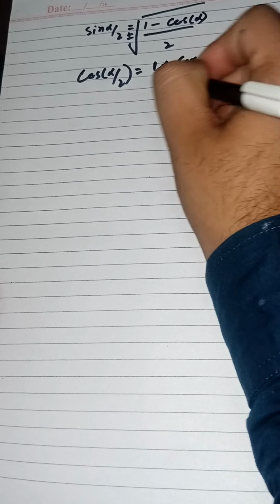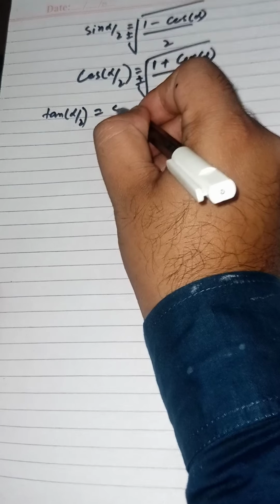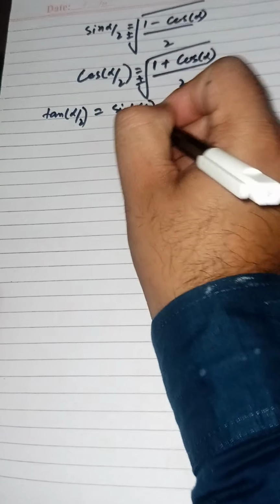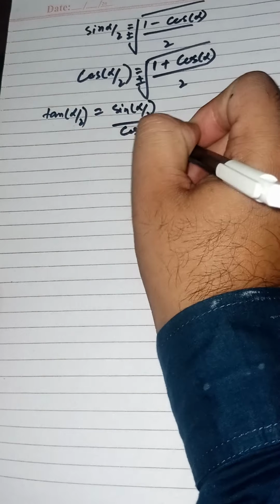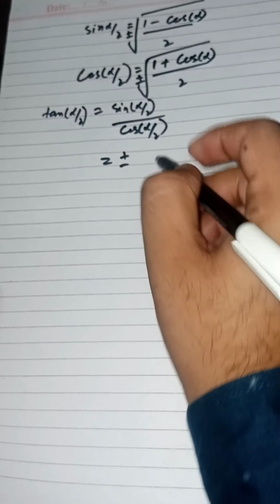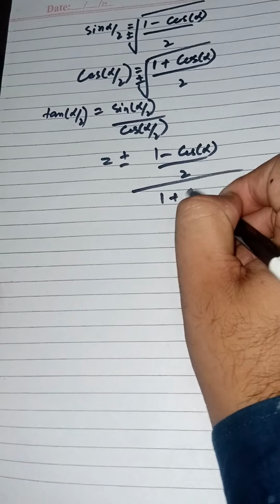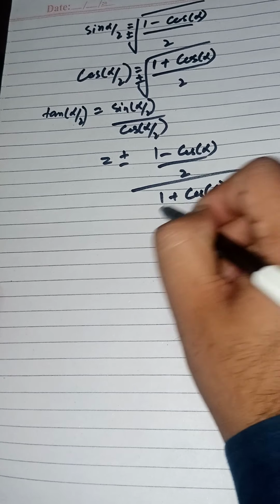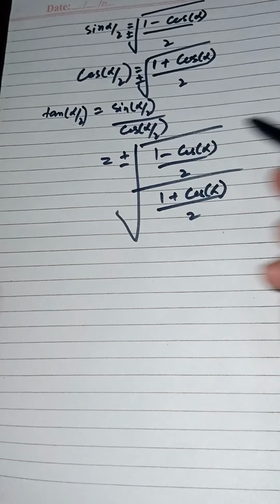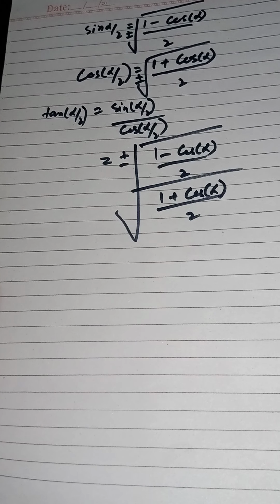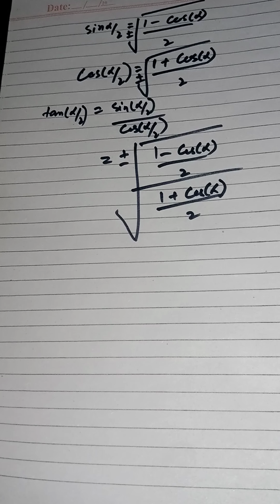Now I have to prove what is the tangent of alpha by 2. So tangent alpha by 2 is equal to sine of alpha by 2 divided by cos of alpha by 2, so plus minus the square root of (1 minus cos alpha) divided by 2, over (1 plus cos alpha) divided by 2. It is the property of the square root that when two things are in multiplication or in division, I can write it under one root.